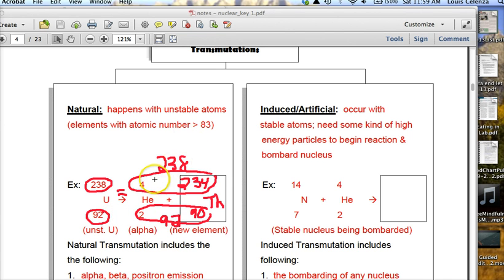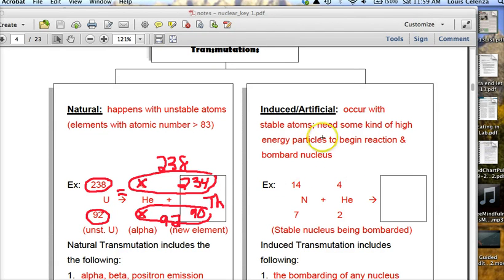So one of the things you're going to have to be careful of is that they will leave one of these numbers blank as an X, and they'll say, okay, what's the missing number? So they might make this blank and this blank and say, okay, what's the missing numbers here? And you have to understand that the top numbers on each side must be equal. So these are both examples. This is an example of a natural transmutation. We'll get into that more.